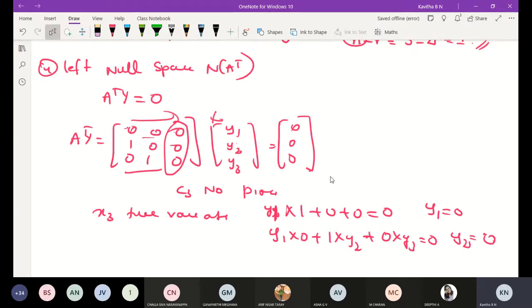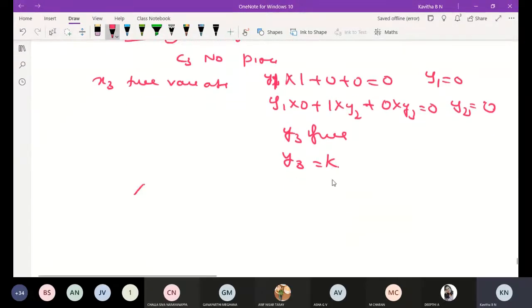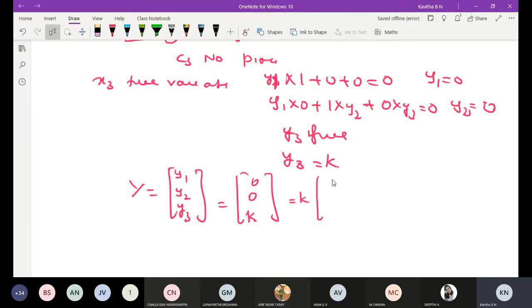Here the free variable is what? y3 is the free variable. We are taking y3 equal to k. Then y is equal to y1, y2, y3, means y1 is 0, y2 is 0, y3 is k. Then take k common: 0, 0, 1.